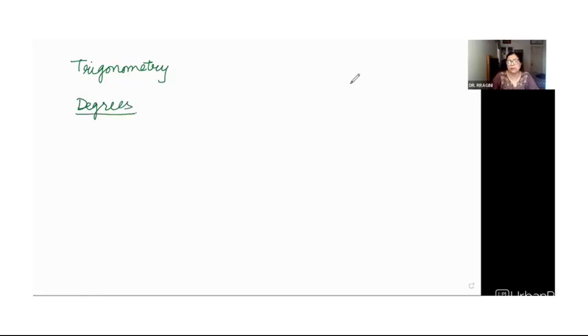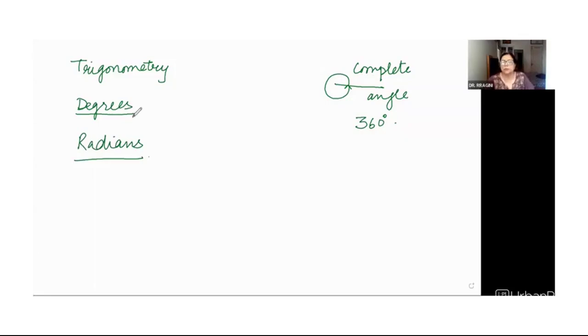You know that the complete angle around a point is 360 degrees, right? Now here we are going to start a new unit to measure angles. Earlier we had learned degrees. There is another unit which is called radians, right? Radians.